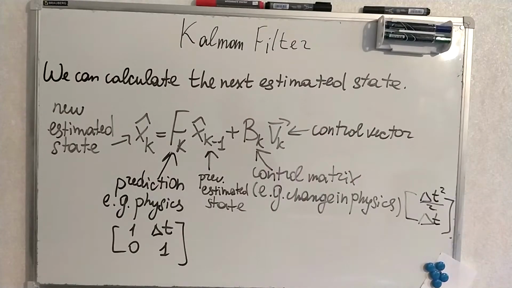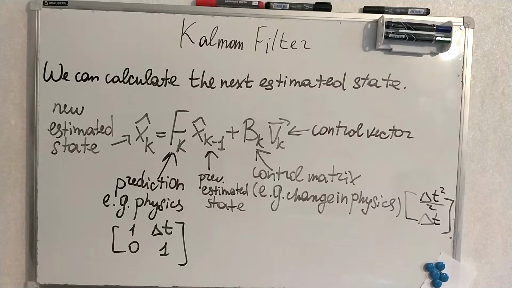So the new estimated state in the Kalman filter, which will be later refined, is calculated by the prediction matrix, for example, some known physics, times the previous estimated state, x hat k minus 1, plus some control matrix multiplied by the control vector. It means the change in physics.